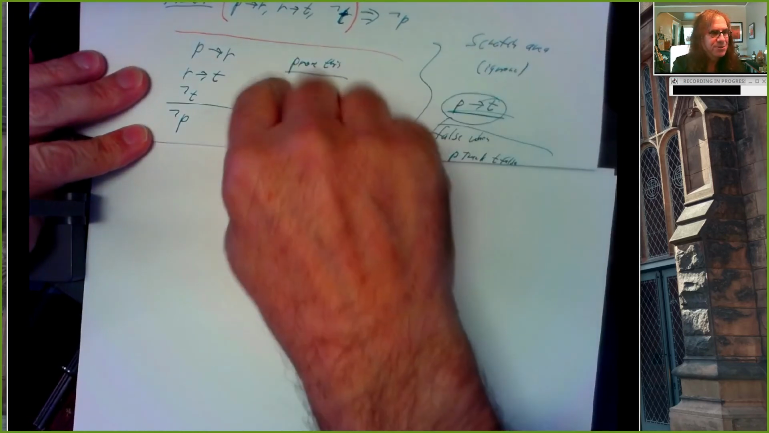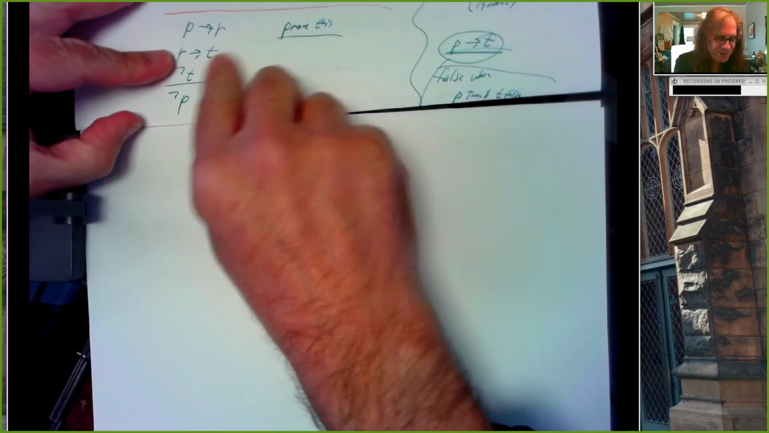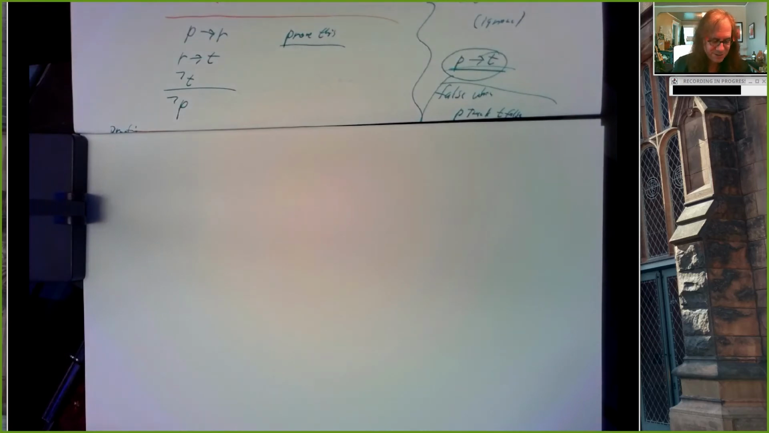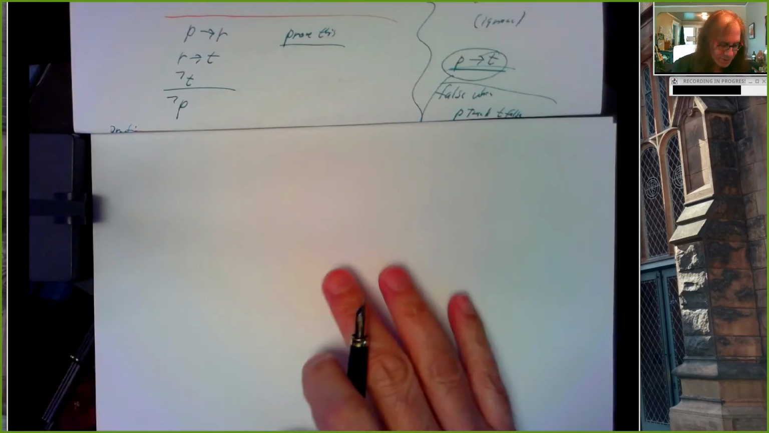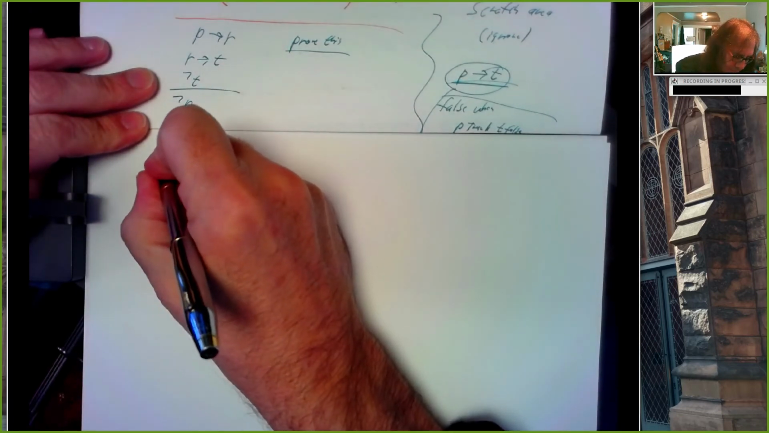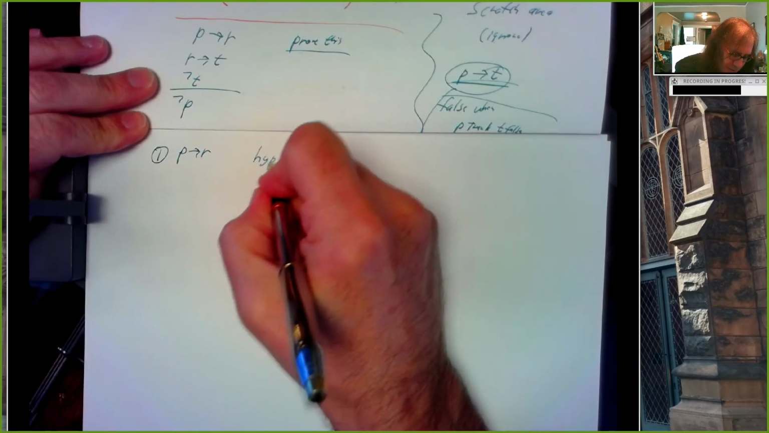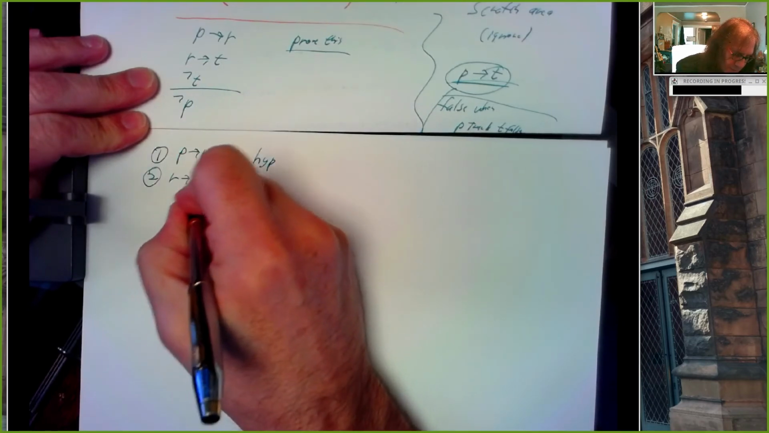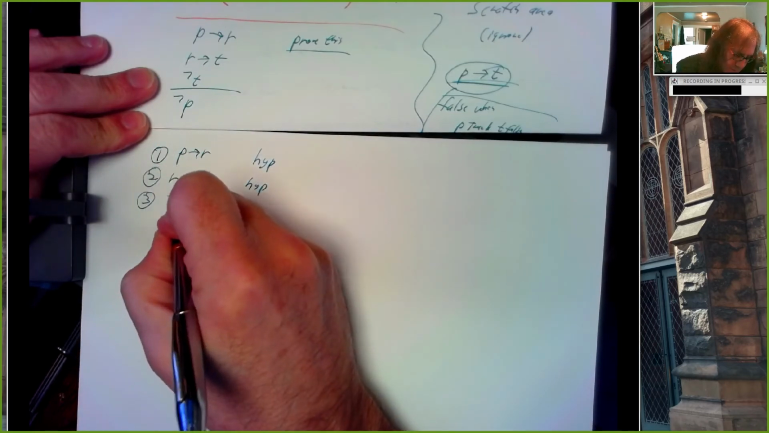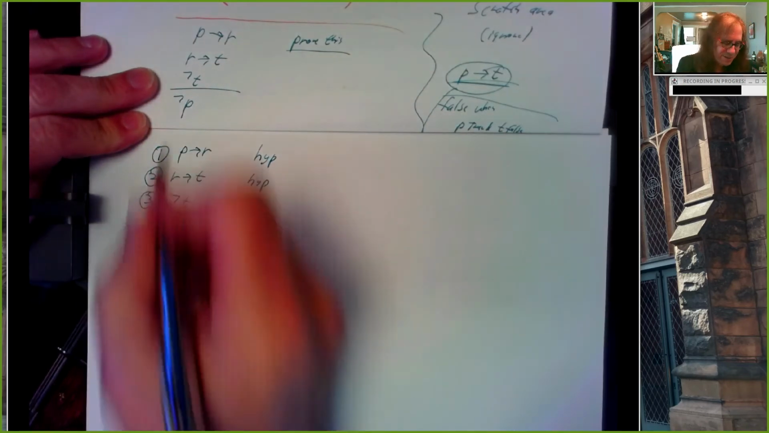So let's do an indirect proof of this earlier theorem. We were trying to prove P implies R, R implies T, not T, and therefore not P. So let's look at an indirect proof of this. Let me just start off by stating the hypotheses. So I've just written down 3 hypotheses.